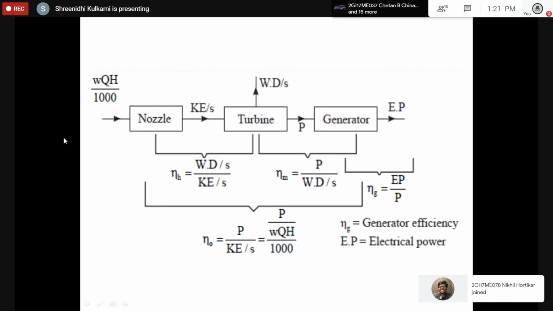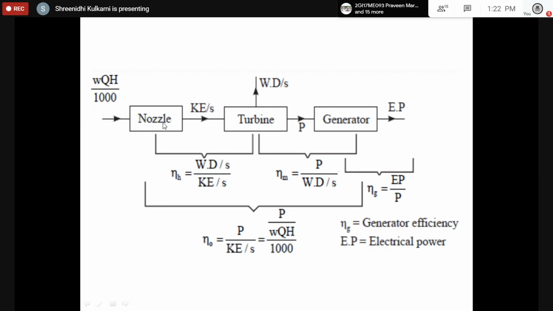So here we can see the water at inlet. We can call this the water power at inlet. It is W Q into H by 1000, because it is in kilowatts. Okay, W Q H by 1000. So I can call this the water power at the inlet. Then it is entering into the nozzle.